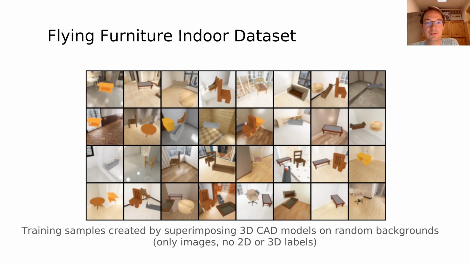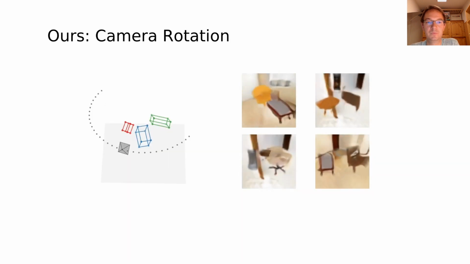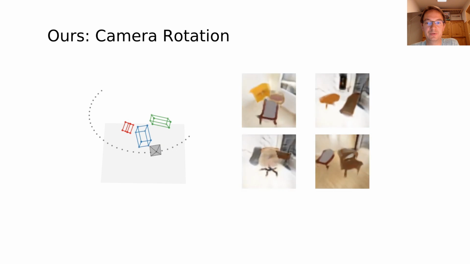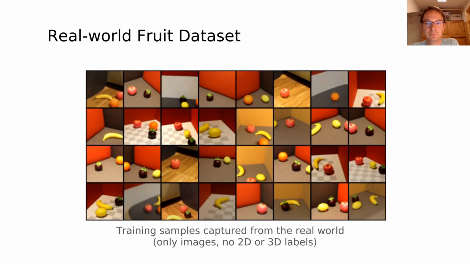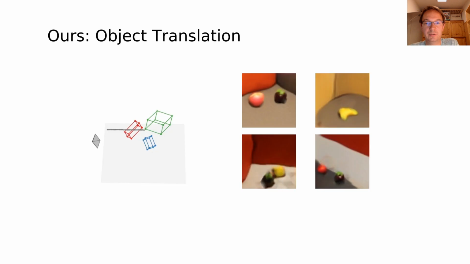Here are some results on the flying furniture indoor dataset, where the training samples are created by superimposing 3D CAD models on random backgrounds. Again, only images are input to our model. No 2D or 3D labels. Here are some results where the camera is rotated. And here are some results finally on the fruit dataset, where you can see translation of objects.